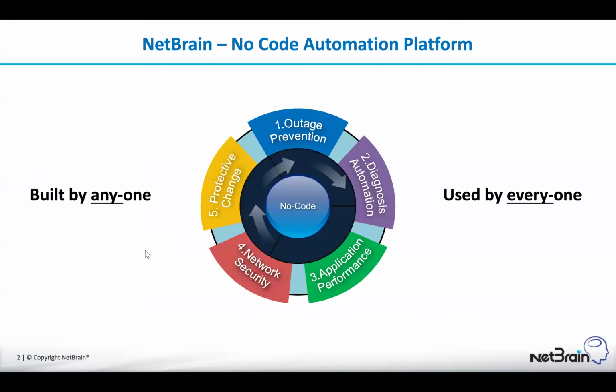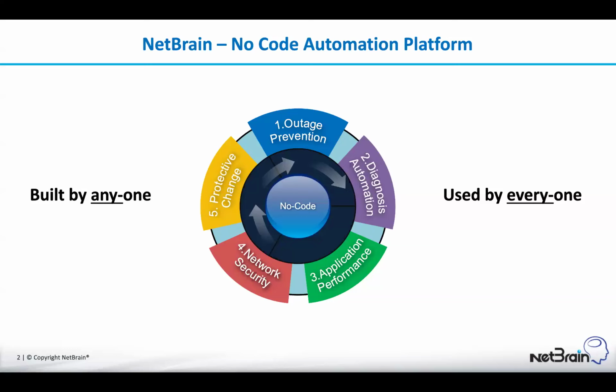Starting with some brief introduction about NetBrain. NetBrain is a no-code automation platform. So we are an automation platform. And with NetBrain's automation, you can achieve a lot of things like network documentation, outage prevention, diagnosis automation. You can check the performance of your applications. You can run some network security checks, and you can use NetBrain for proactive change.